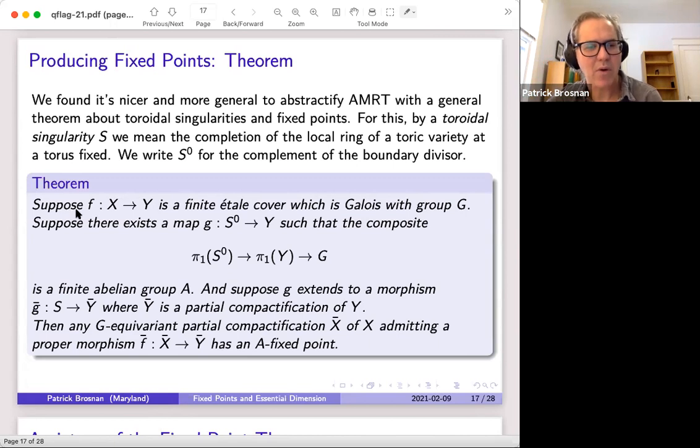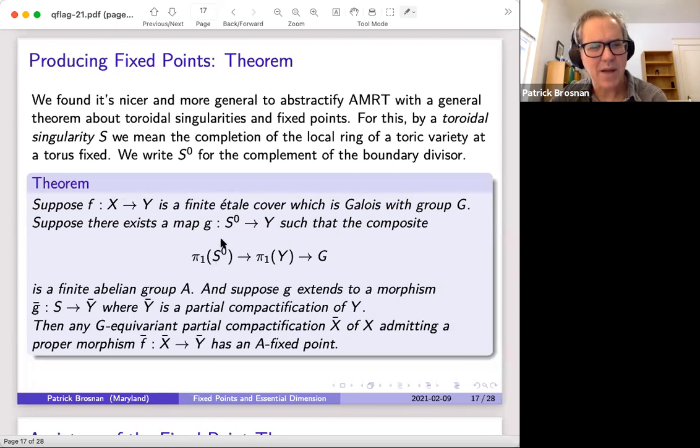Okay, so here's our theorem. Suppose f from X to Y is a finite étale cover with Galois group G. And suppose there exists a map g from S naught to Y such that the composite pi one of S naught to pi one of Y to G has image a finite abelian group A. I should have said the image of the composite.